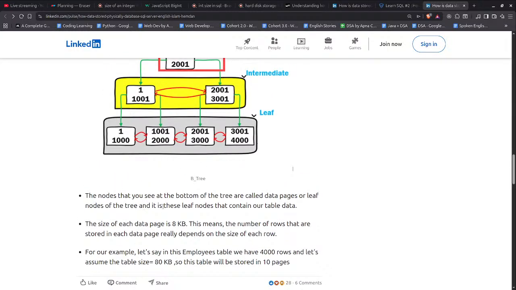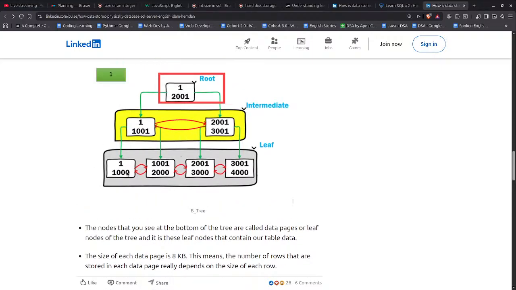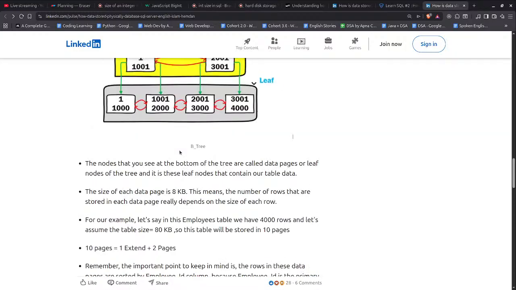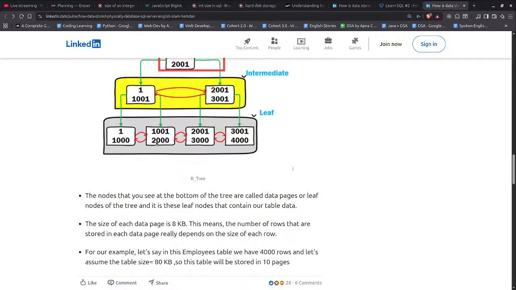The nodes that you see at the bottom of the tree are called data pages or leaf nodes. So these are the data pages, the leaf. So we have 1, 1001, 2001, 3001 as data pages or leaf nodes of the tree, and it is these leaf nodes that contain our table data. So ultimately they contain the table data.